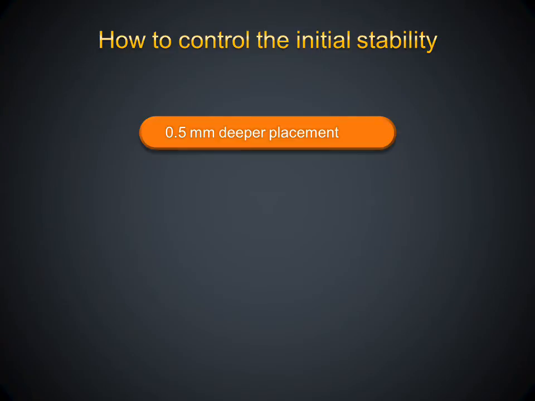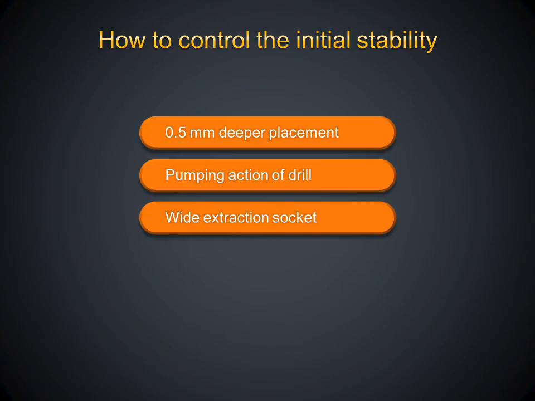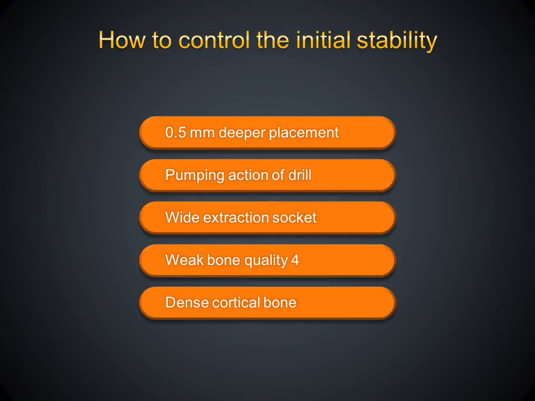How to control the initial stability? 0.5 mm deeper placement. Pumping action of the drill. Wide extraction socket. Weak bone quality 4. Dense cortical bone.